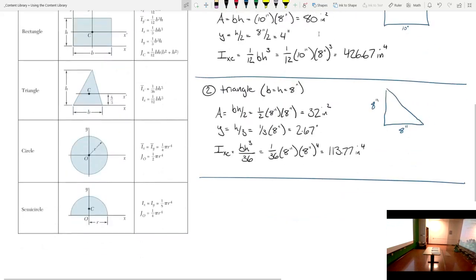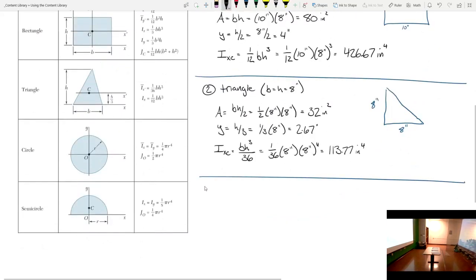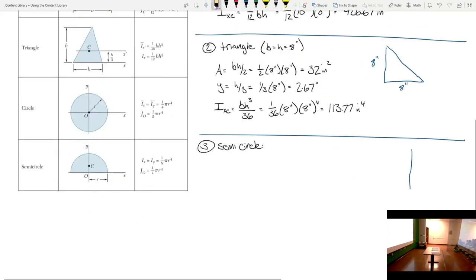All right. Next comes our semicircle. All right. So our semicircle looks something like this. Hold on. I'm going to scroll a little bit. My apologies, but I got to be a little neater. And so we know that our radius for our semicircle is 4 inches.